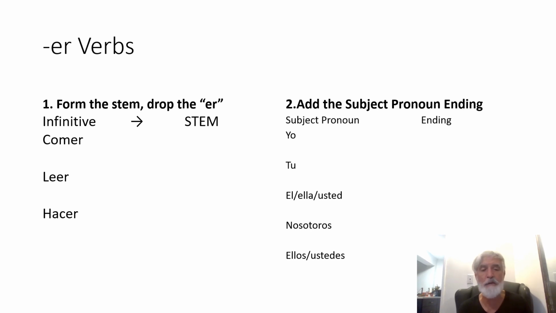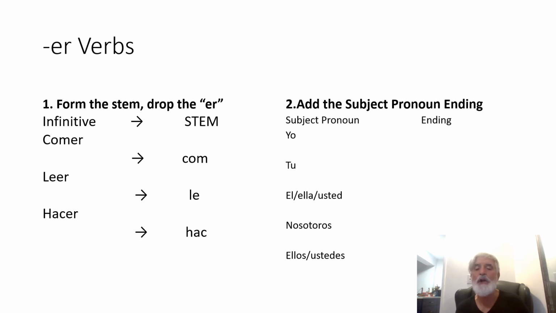So comer is our first verb, to eat. Com is our stem. Leer, it means to read. We got to drop that ER to get the stem. So the stem will be le. And finally, a very handy verb, to do or make. We'll be using this a lot. You should know it immediately. Hacer. What is the stem? I drop the ER. It's hac.